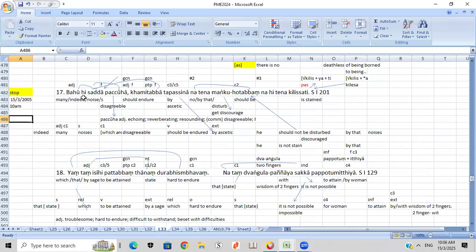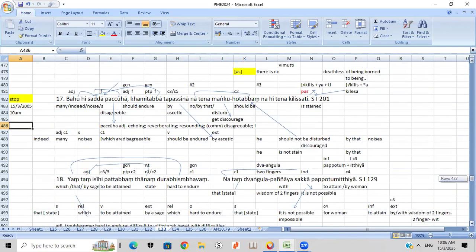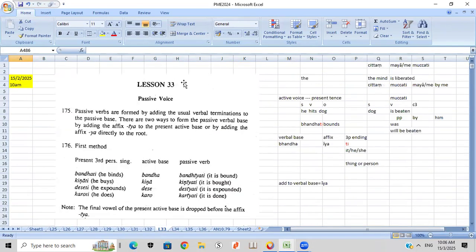Okay, this is where we stop. So we are in PME lesson 33. Whoever missed 33, it is about passive voice. Passive voice means you can add a prefix, an affix of ER, to the active base or ER directly to the root.